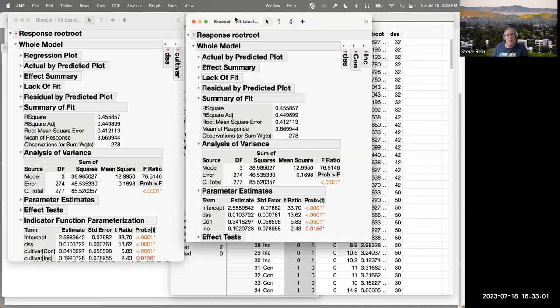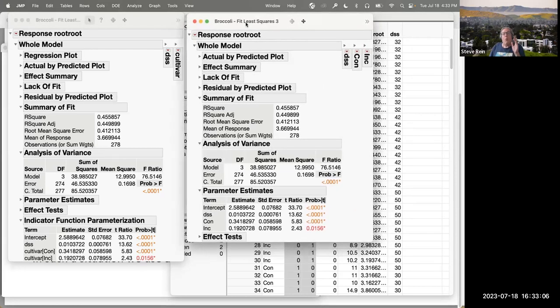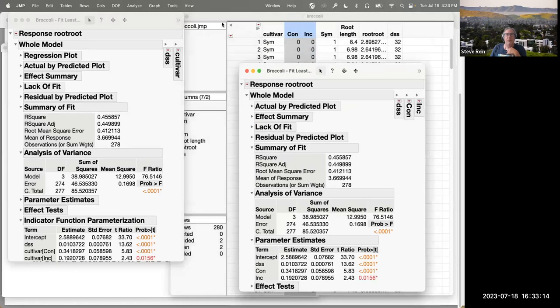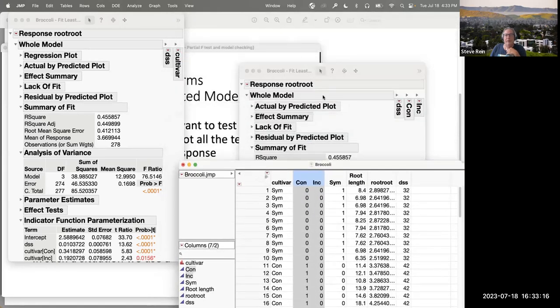Okay, so what do we want to do now with our model? Well, what if we didn't use both con and inc? What if we wanted to allow, again, one of the groups to be similar to the others? And darn it, I keep losing my graph.